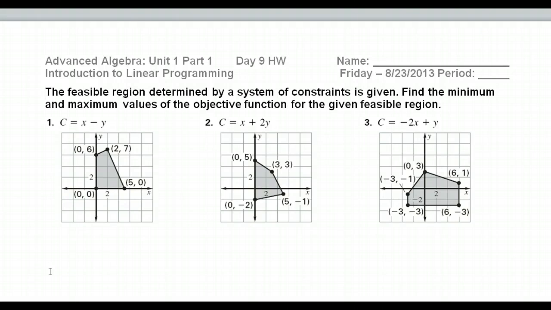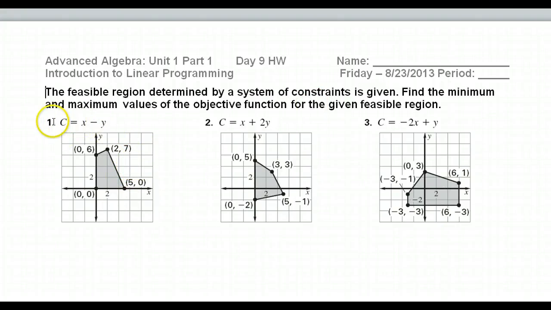This is day 9. We have begun working on linear programming, and we're going to practice finding the maximum and minimum value of objective functions and graphing systems of inequalities. So for right now, the feasible region determined by a system of constraints is given. Find the maximum and minimum of the objective function.